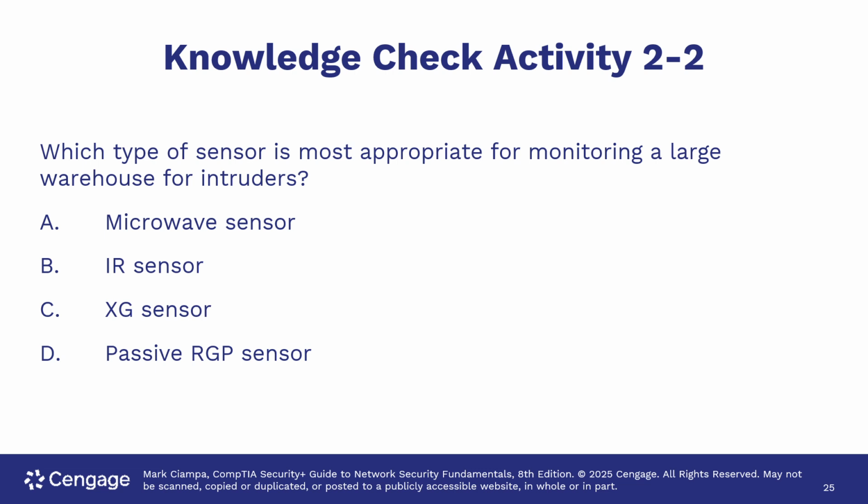So let's talk about our sensors and our activity number 2 here. Which type of sensor is most appropriate for monitoring a large warehouse? Emphasis, large warehouse. Okay. Would it be microwave, infrared, ultrasonic, or passive RGB sensors? Okay. If you're not sure, eliminate it one by one till you get the answer.